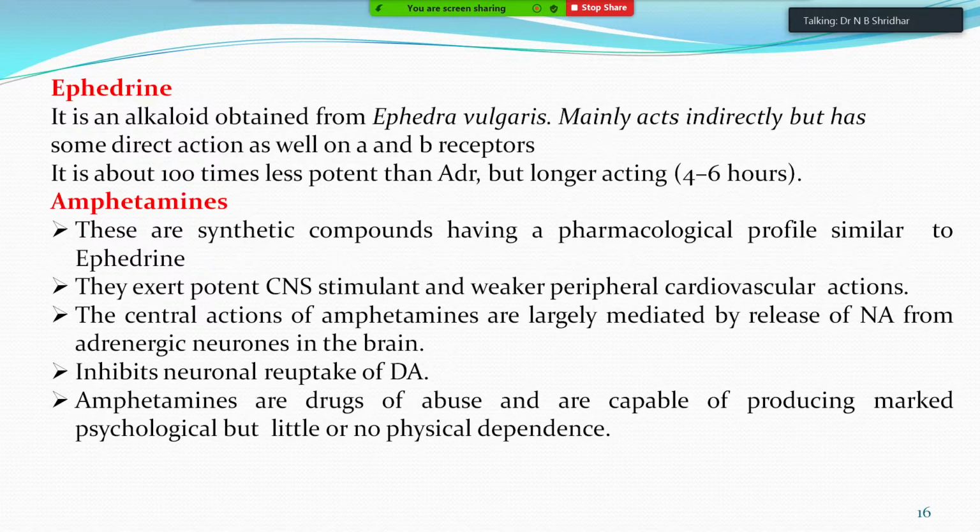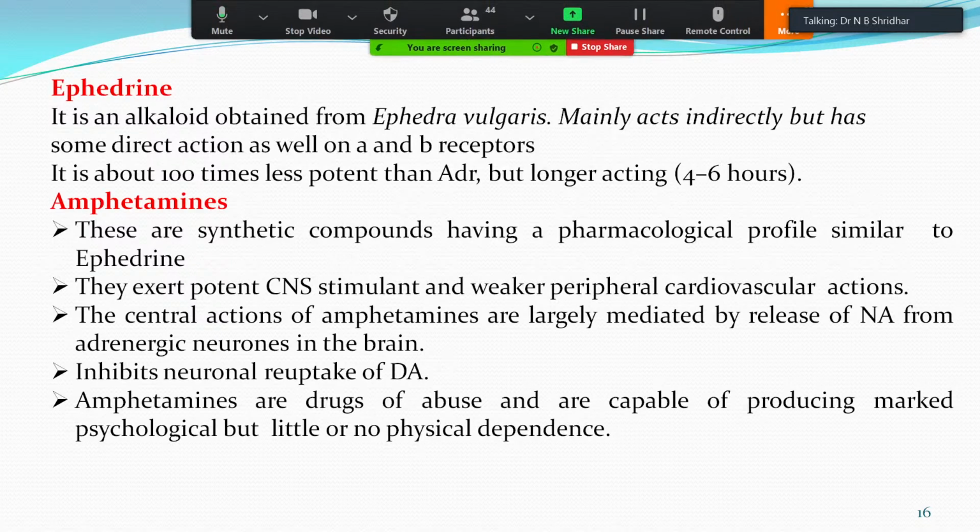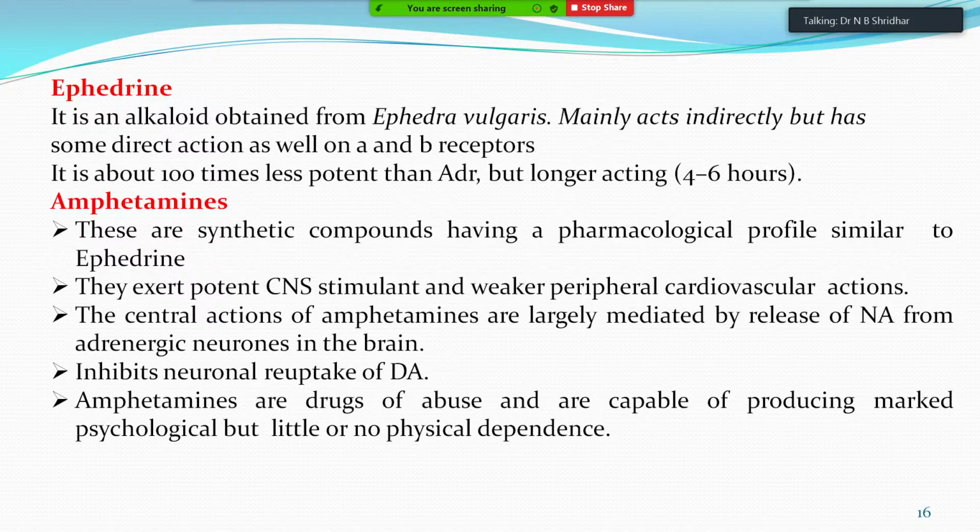And amphetamine, these are synthetic compounds having a pharmacological profile very similar to that of ephedrine, because ephedrine is a very specific bronchodilator. So amphetamine is also used as a bronchodilator. Of course, they exert potent CNS stimulant and weaker peripheral cardiovascular action. That's why amphetamine is used as a doping agent. So the performance of the animals or the athletes will be increased if amphetamine is taken.